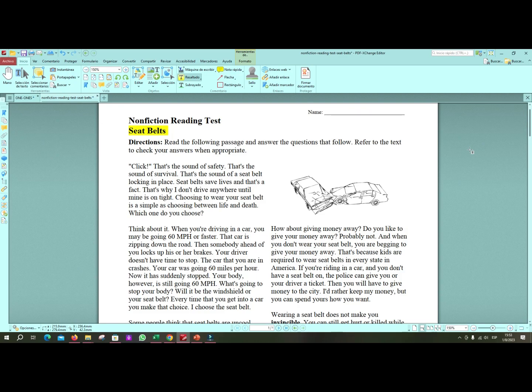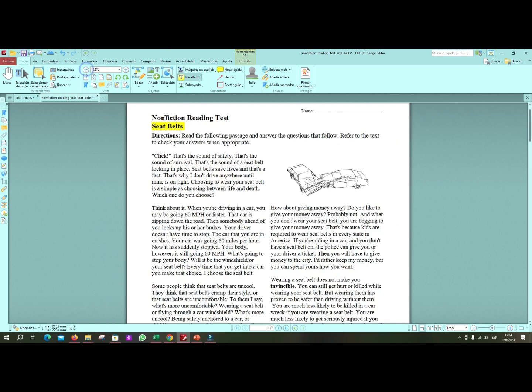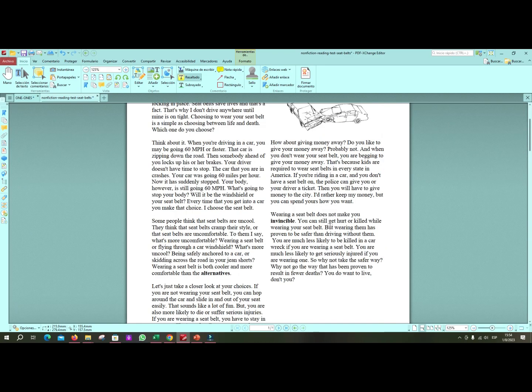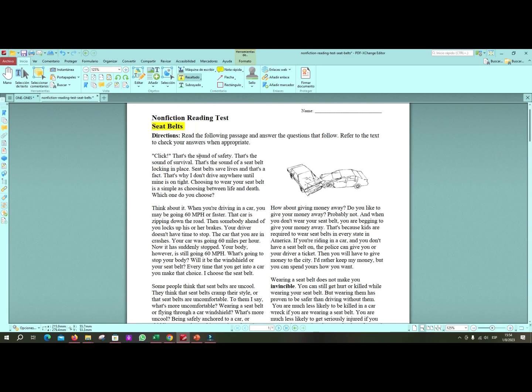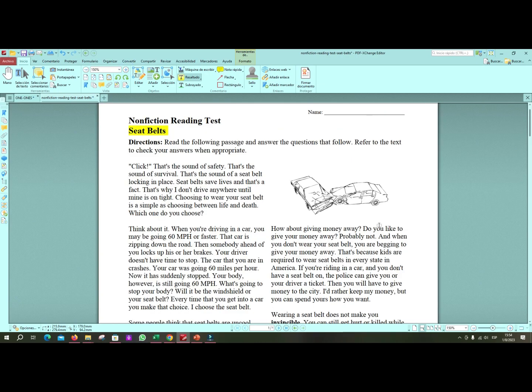It says, read the following passages and answer the questions that follow. Refer to the text to check your answers when appropriate. We're going to read about seat belts, and after that, we're going to answer some questions about that reading. Let me read it first. Okay, so there you have this.